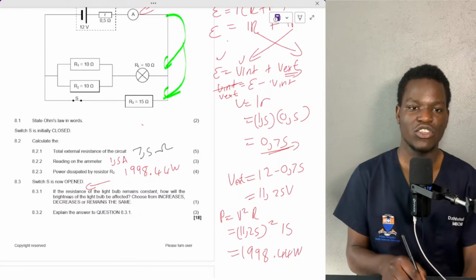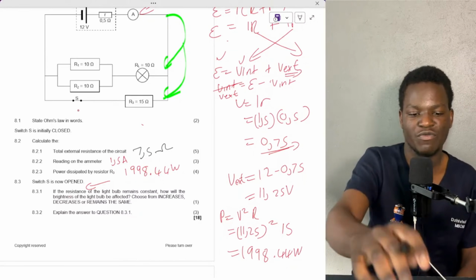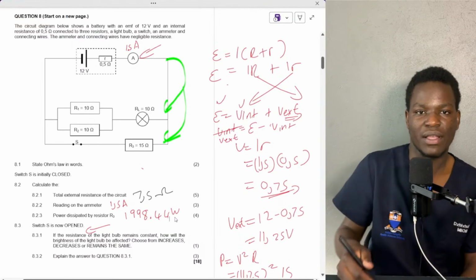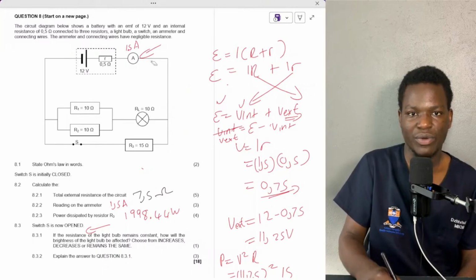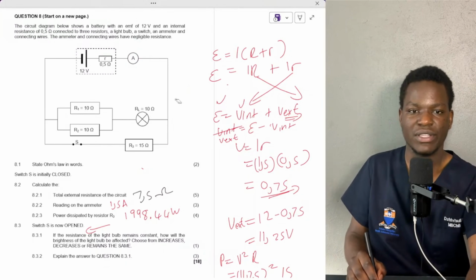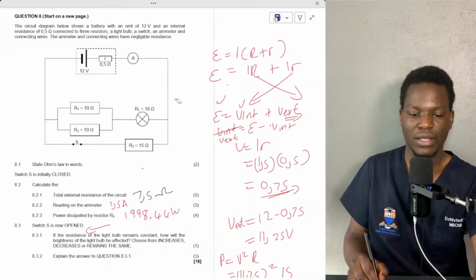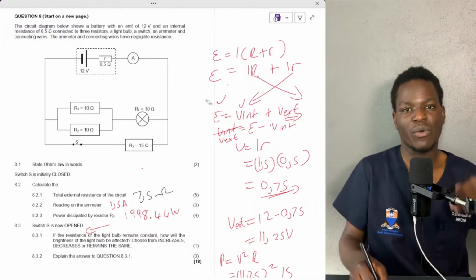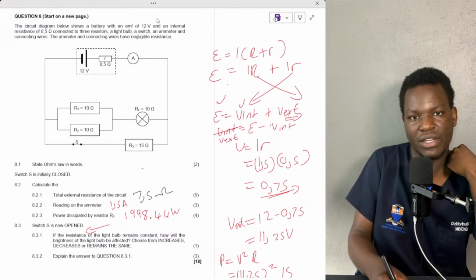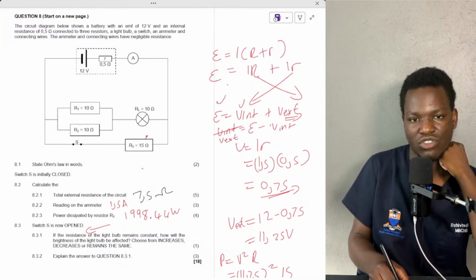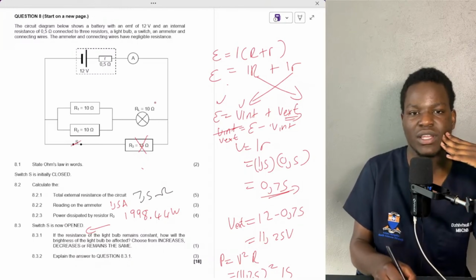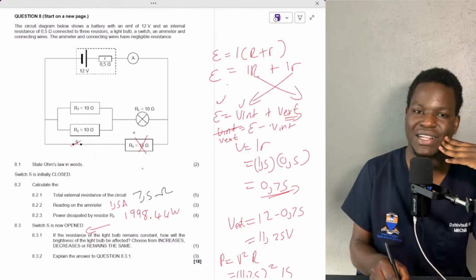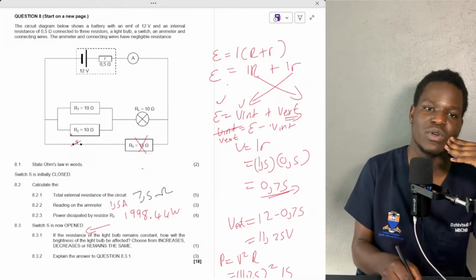It says that switch S is open. We open this switch, so let's open the switch there. Let me wrap here so that we work. When we wrap here, we are also going to find out that this switch is not working, because they say this switch is open now. It's open like this. This one is not working, meaning that it's going to alter the current passing through here.